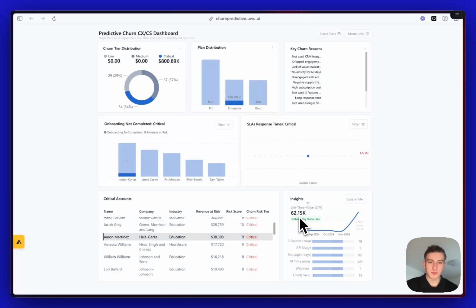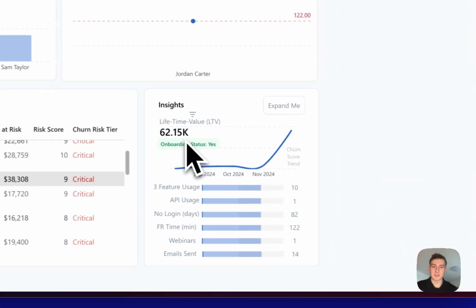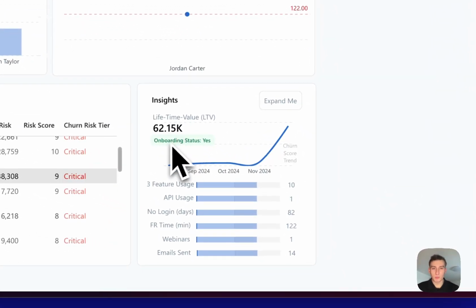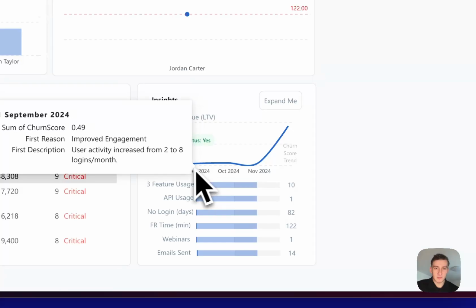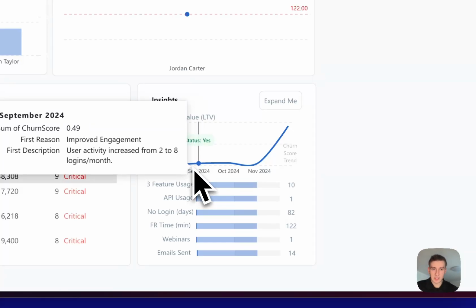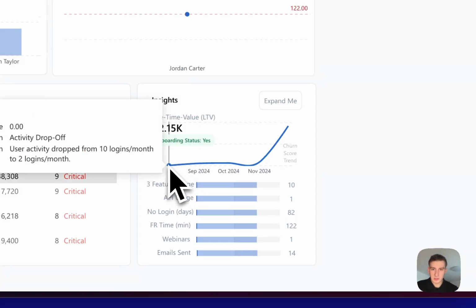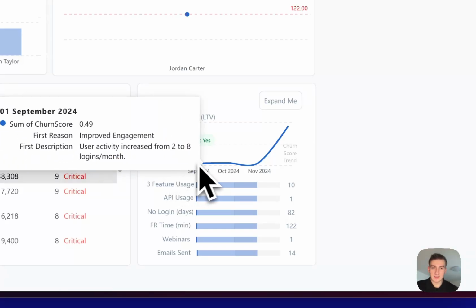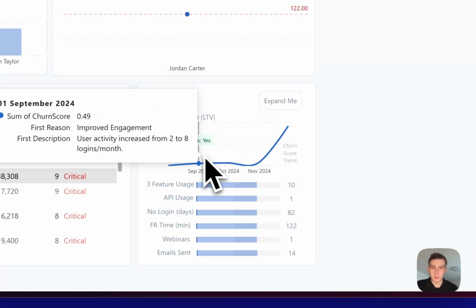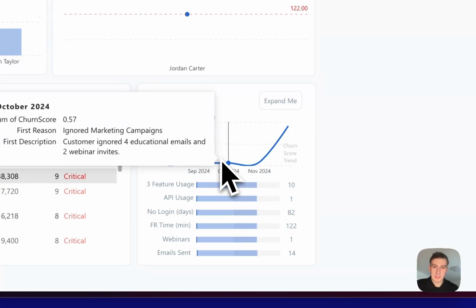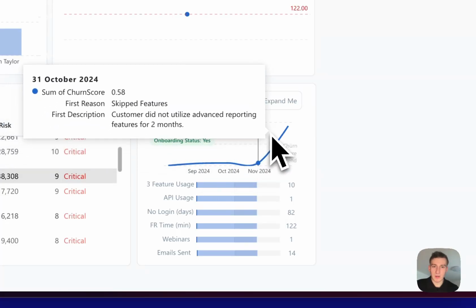And here I'm able to see that his lifetime value is around 62K. Did he complete the onboarding? Yes. And we are able to see the churn score trend. If I zoom in here, I'm able to see he joined on the 2nd of August this year. And we can see why his churn score is increasing. On the 1st of September, improved engagement: user activity increased from 2 to 8 logins. This is good. And we're able to see and improve why people are churning.